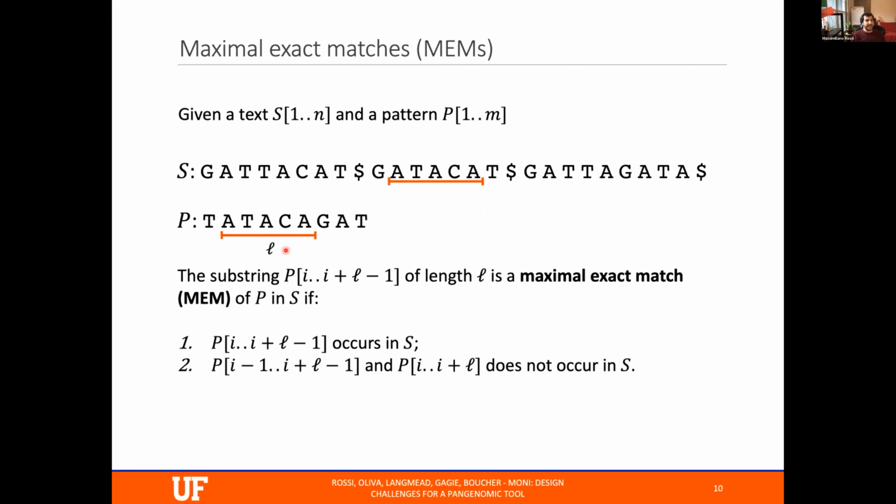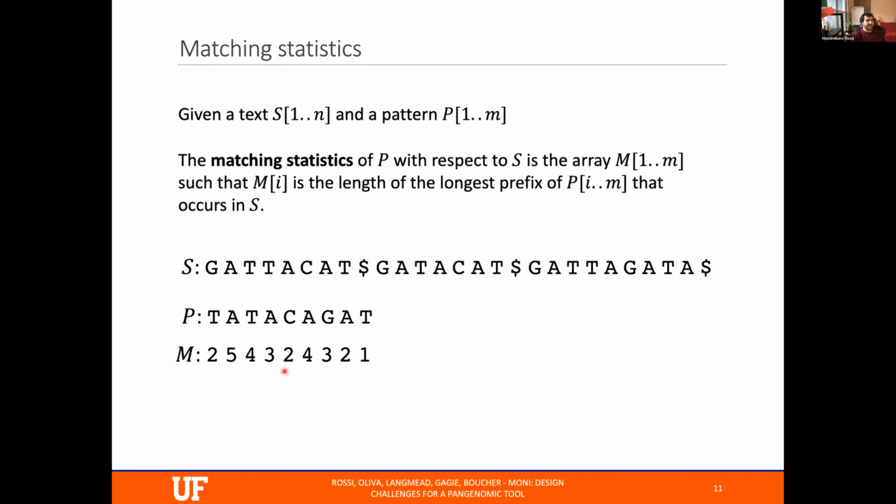And the problem is that the RIndex cannot easily find names, but we need to extend it to be able to find them. But first we need the concept of matching statistics. So what are the matching statistics? Given a pattern P, basically what we want to do is compute the length of the longest prefix of each suffix of the pattern that occurs in the text.